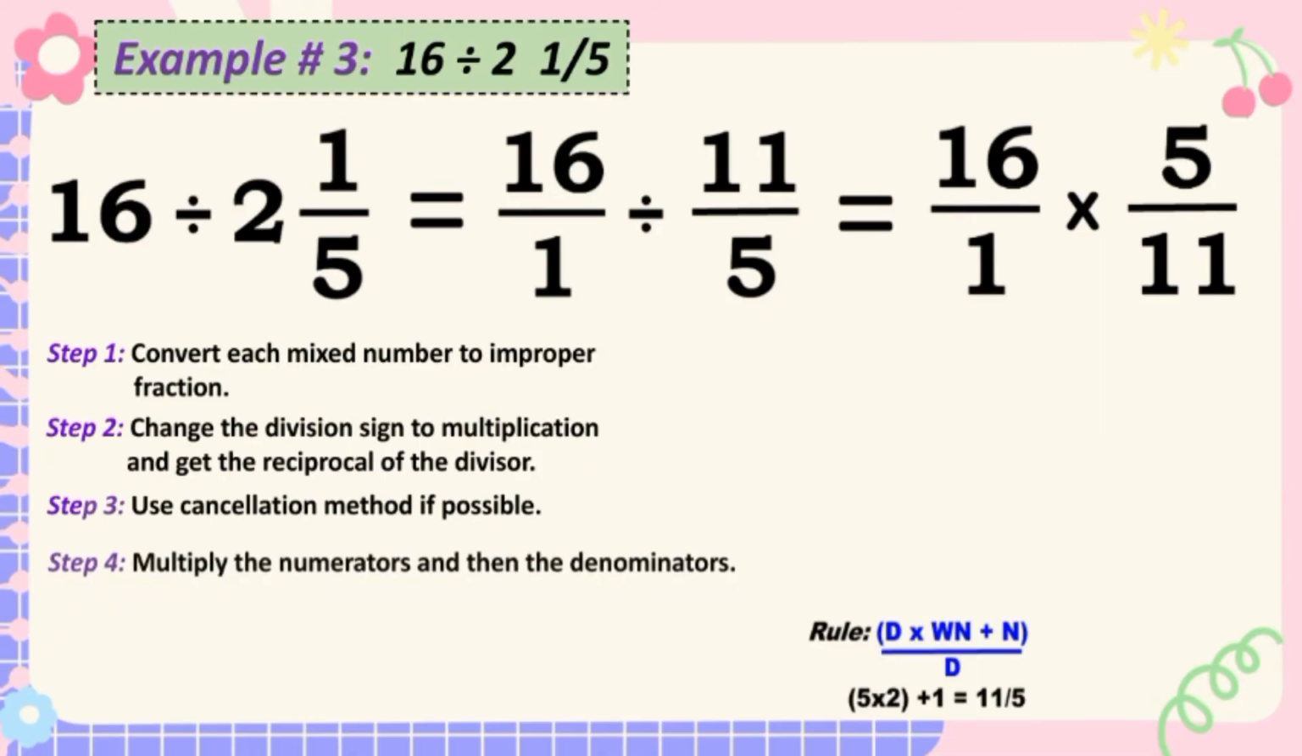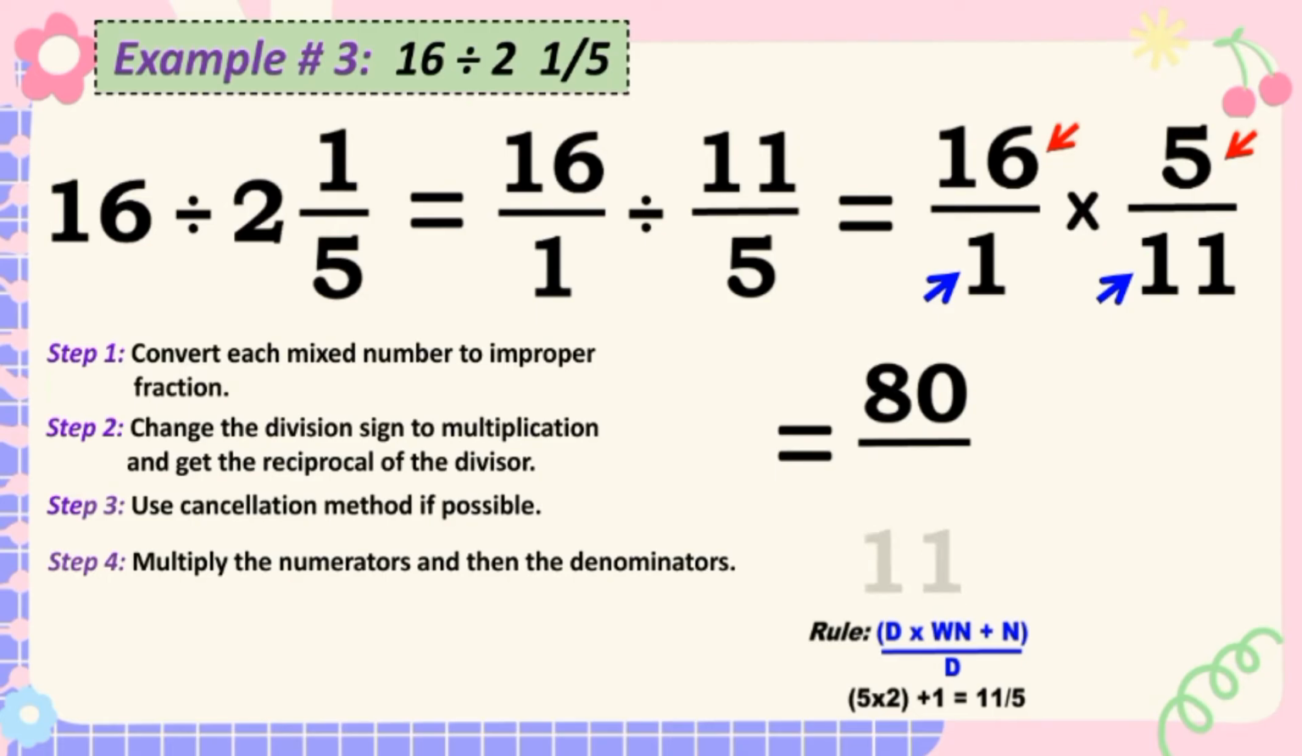Step 4. Multiply the numerators and then the denominators. 16 times 5 equals 80. 1 times 11 equals 11. So, mapapansin natin, malaki po yung mga numbers kasi wala tayong na-cancel. So, yun yung advantage ng cancellation method. Kapag meron tayong makakancel, mag-cancel po tayo para maliit na lang or wala na po tayong ilo-lowest term. So, dito wala tayong na-cancel. Mapapansin natin na malaki ang ating mga numbers na ilo-lowest term.